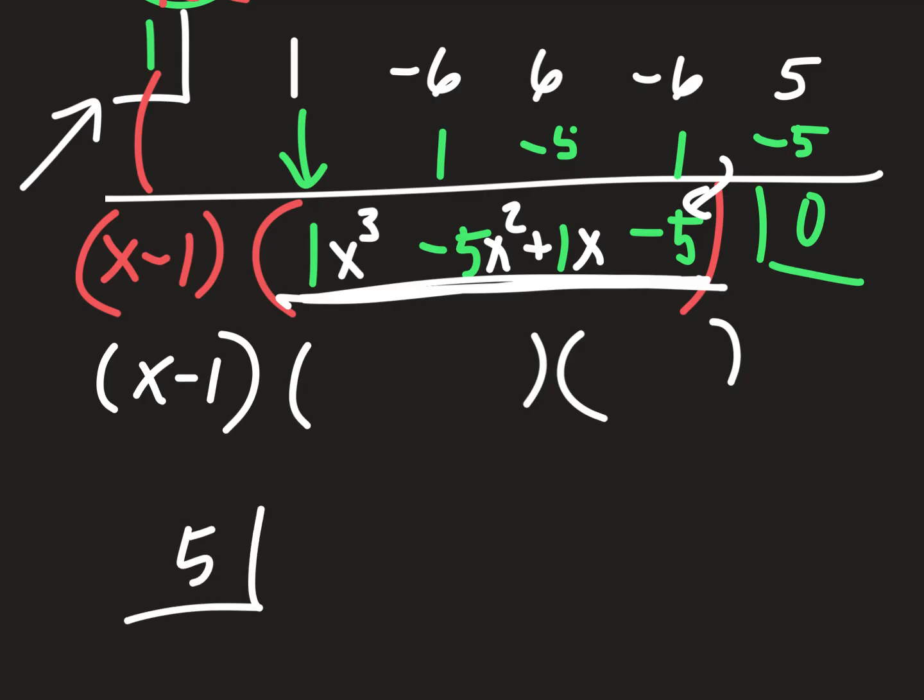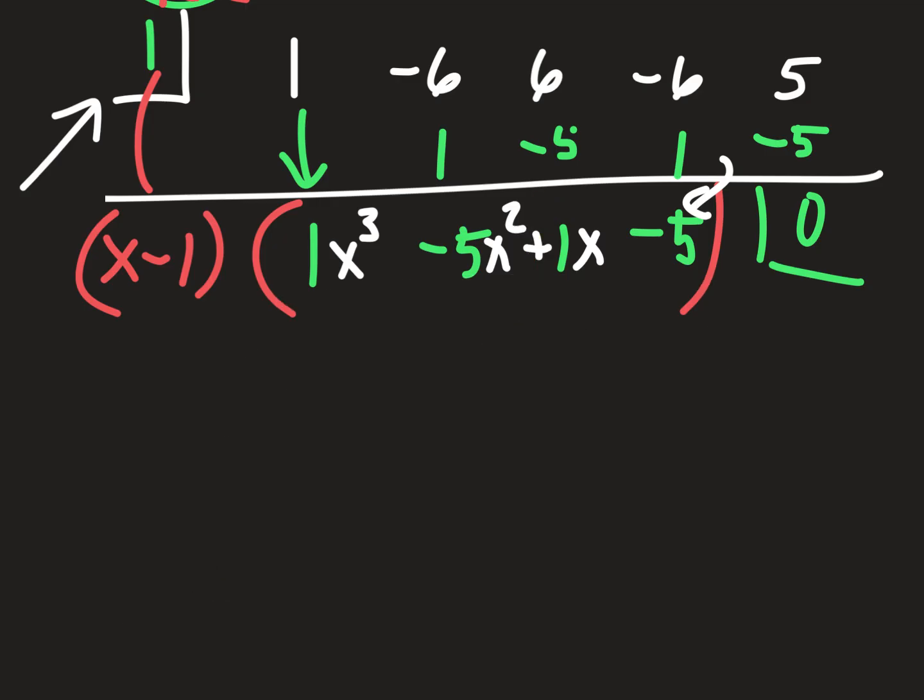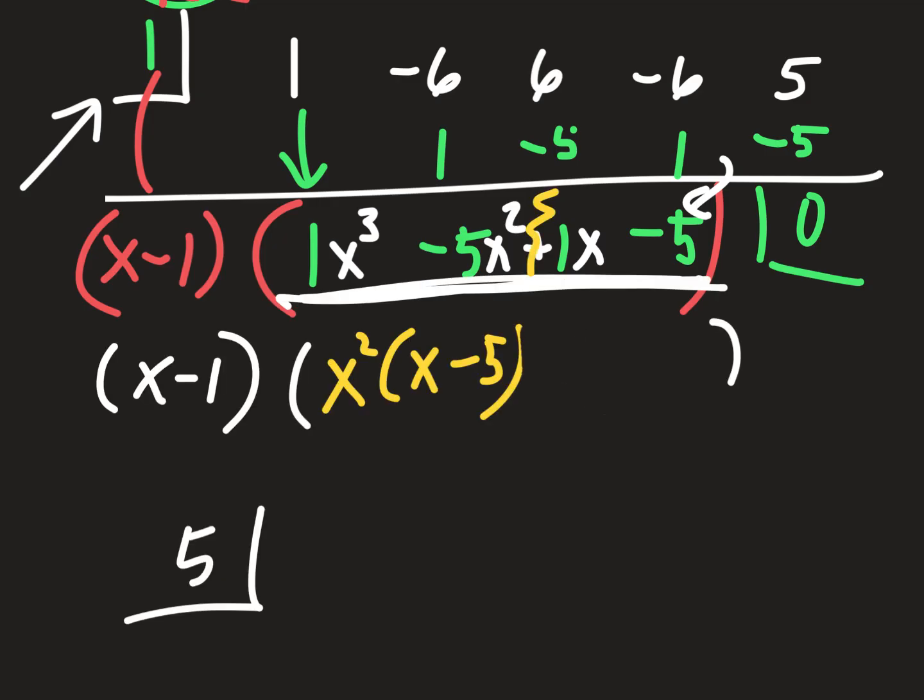You could do that. Or you could factor by grouping. I say whatever's easier, do that. So I like factor by grouping better. Maybe you like the other way better. X squared, x minus 5. And this part, 1 factors out x minus 5. It's kind of tricky.